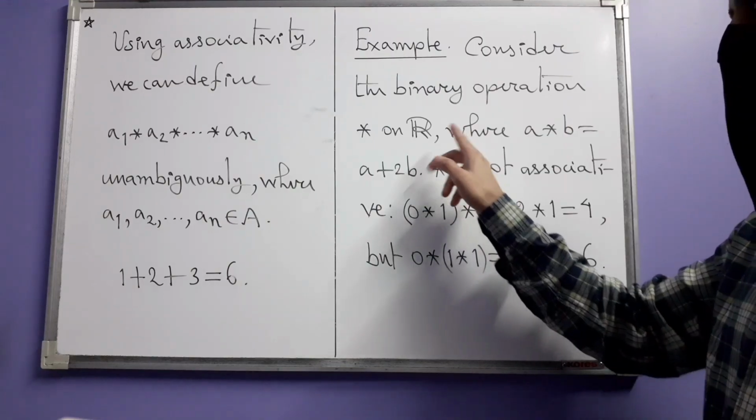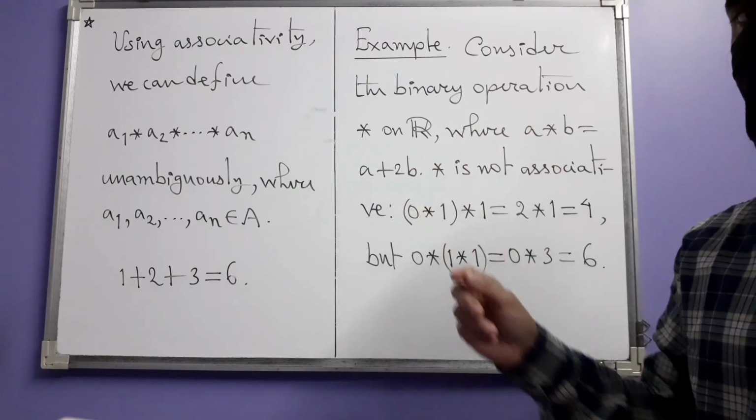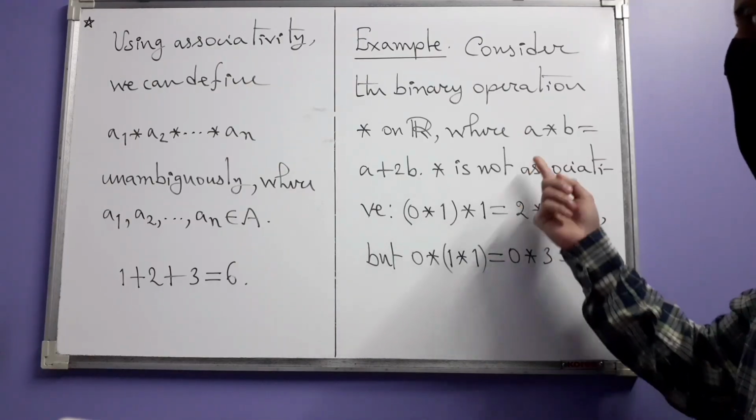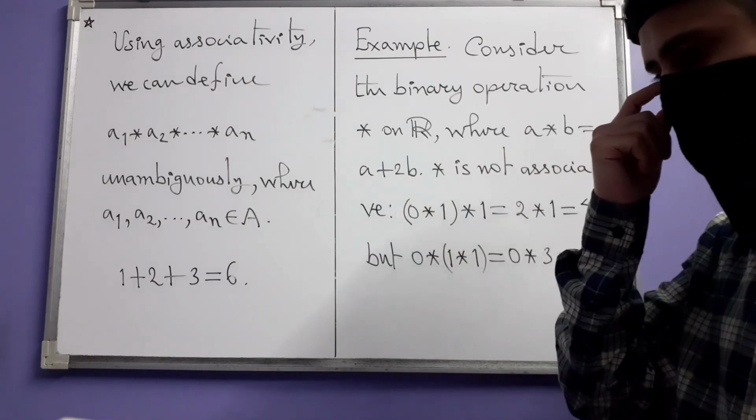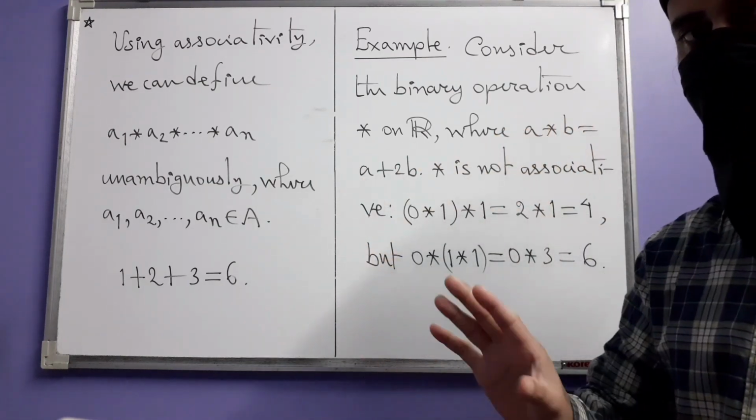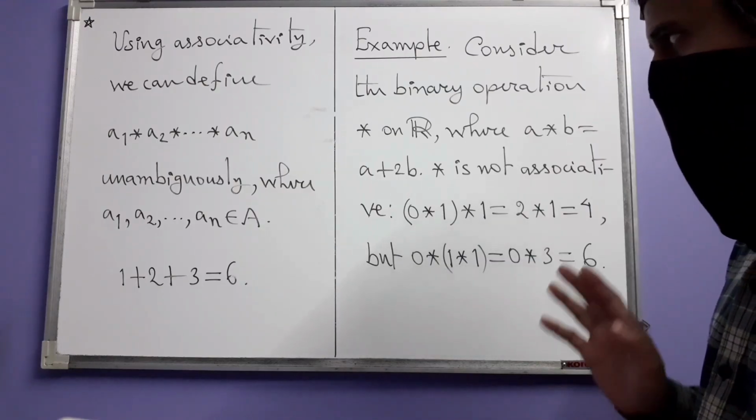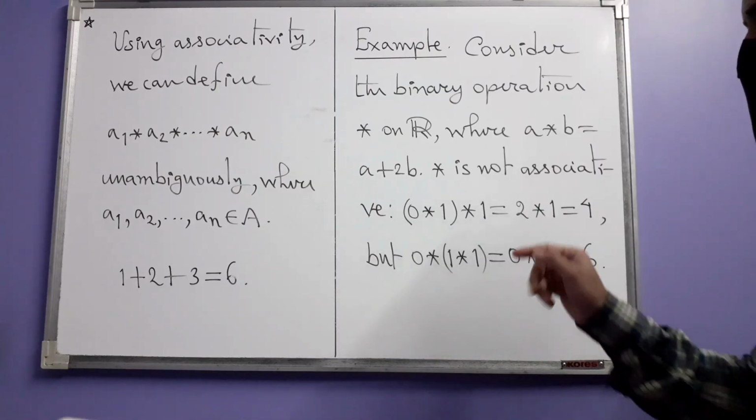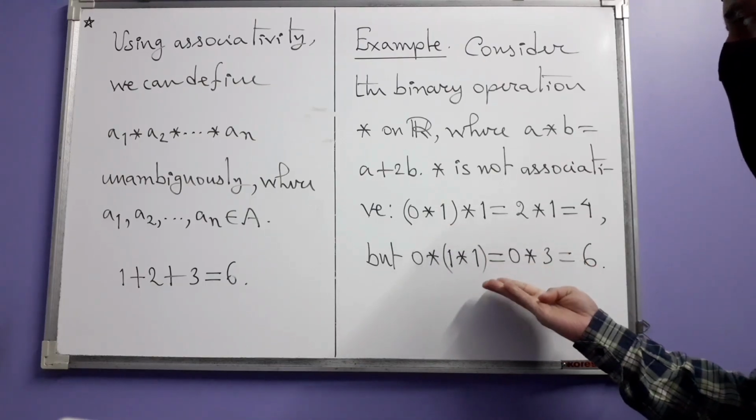Consider this example. Let star be this binary operation on R, where for two real numbers a and b, we define a star b to be equal to a plus 2b. If I am remembering correctly, we have already considered this to show that not every binary operation is commutative. Yes, I think so. And this is also not associative, which you can see here.